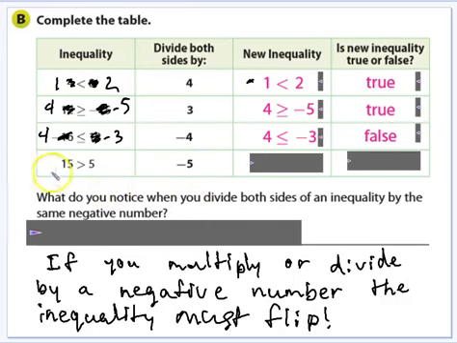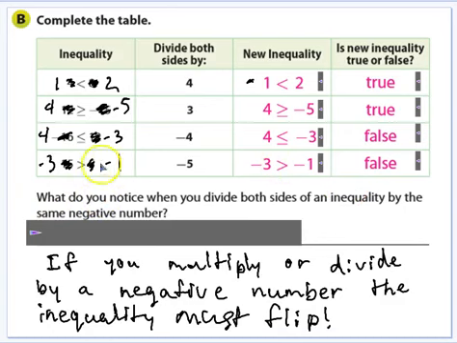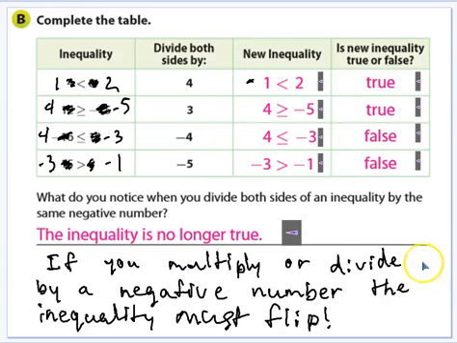Okay, same thing here. Negative 5. So I'm dividing 15 by negative 5. My answer is going to be negative 3 because there's only one negative. And then 5 divided by negative 5 is going to be negative 1. Negative 3 is not greater than negative 1, so it is false. So you'd flip it again, and then boom. What do you notice when you divide both sides of an inequality by the same negative number? The inequality is no longer true.